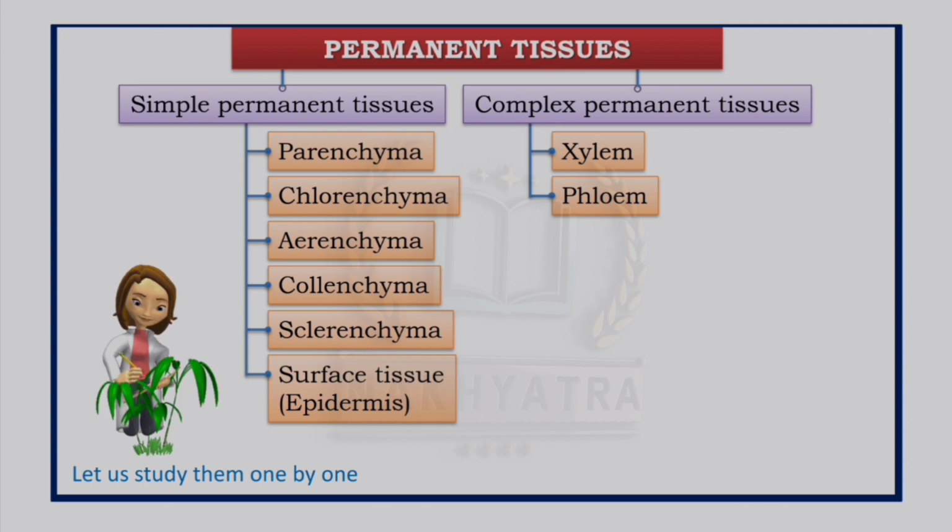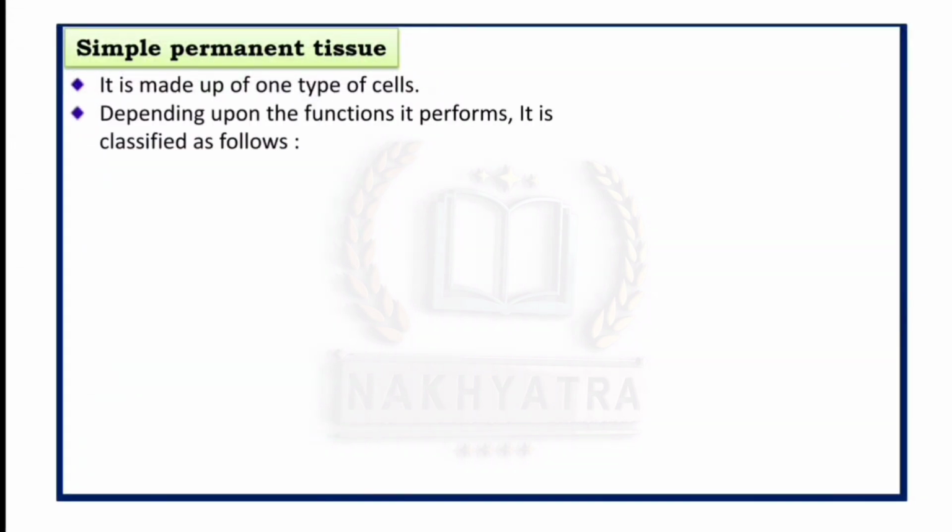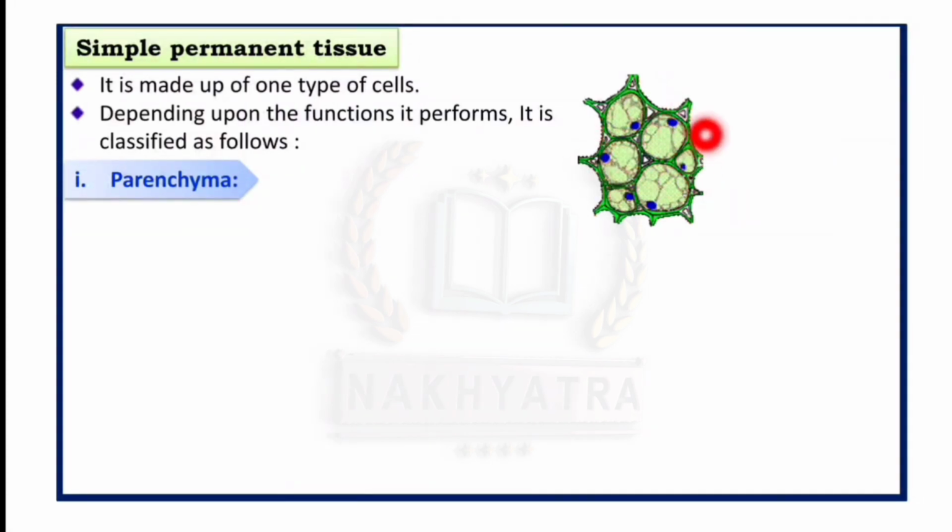Okay guys, now let us study them one by one. Now see, simple permanent tissue is made up of one type of cells. Depending upon the functions it performs, it is classified as follows. First is parenchyma. Now see here, this is parenchyma. Its cells form basic packing tissue.